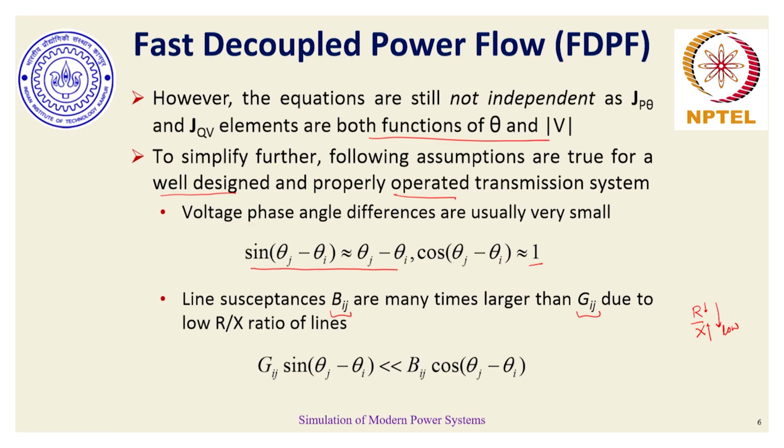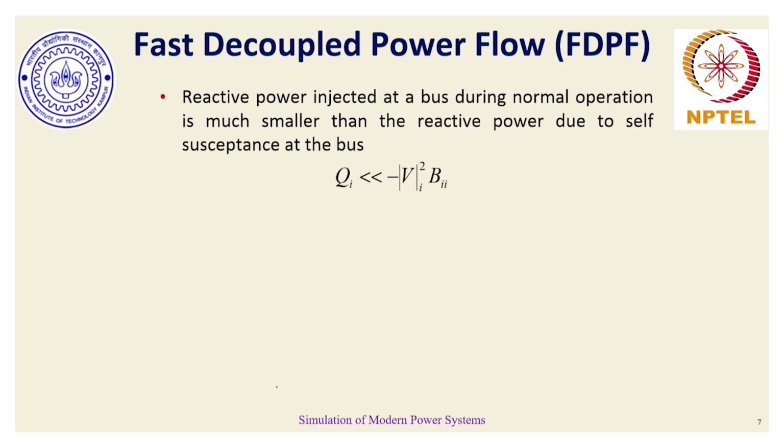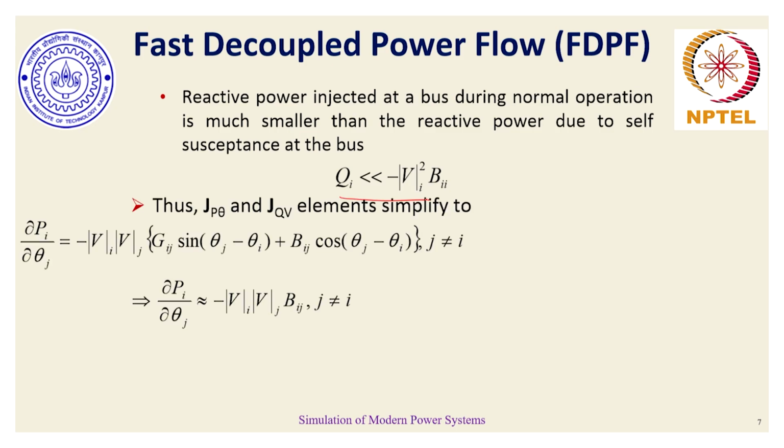The reverse case happens for low voltage distribution networks. This results in the B_ij terms being much, much larger than the G_ij terms, and hence we can have the B_ij cosine factor dominating the corresponding term present on the left hand side. Also, the reactive power injection at a bus during normal operation is much, much smaller than the reactive power which is injected due to self-susceptance. So, they also established this inequality.